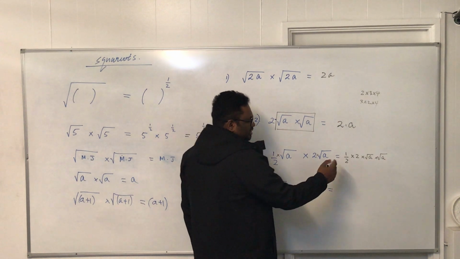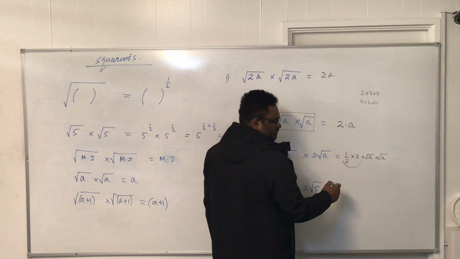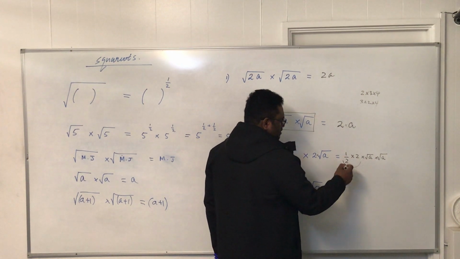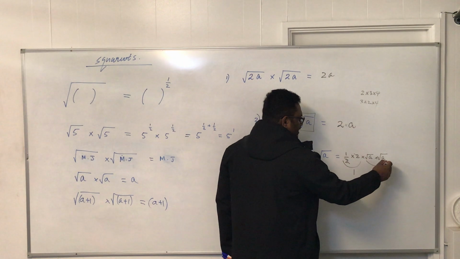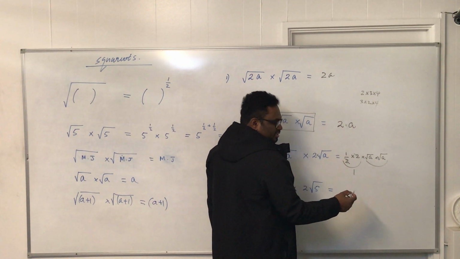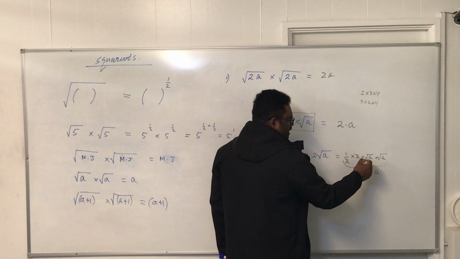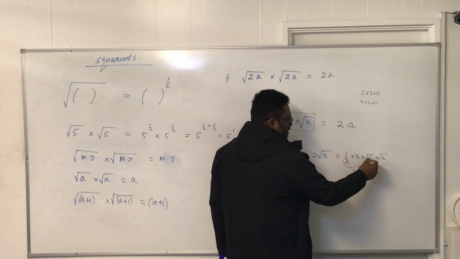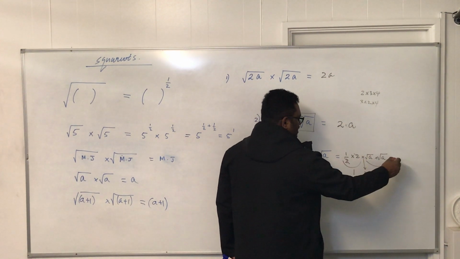Now here, half times 2 is what, guys? 1. These 2 will cancel and 1. Square root of A times square root of A is what, guys? A. So then this multiplication comes here. These 2 multiply each other, you get this. These 2 multiply each other, you get this one. What is the answer?